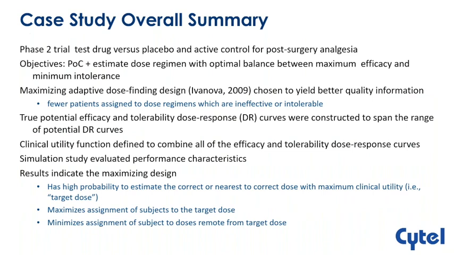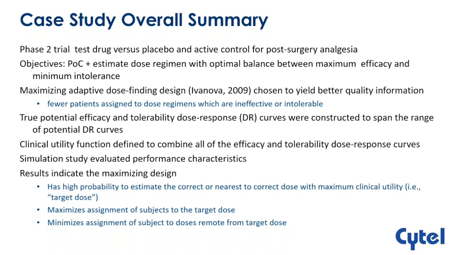So here's an overall summary of the trial, the design and the outcome. It was a phase 2 trial, placebo-controlled and active-controlled, and it was post-bunionectomy surgery. The objectives were proof of concept and estimating the dose regimen with the optimal balance between maximizing efficacy and minimizing intolerance. The active control was morphine in the first 48 hours post-bunionectomy.